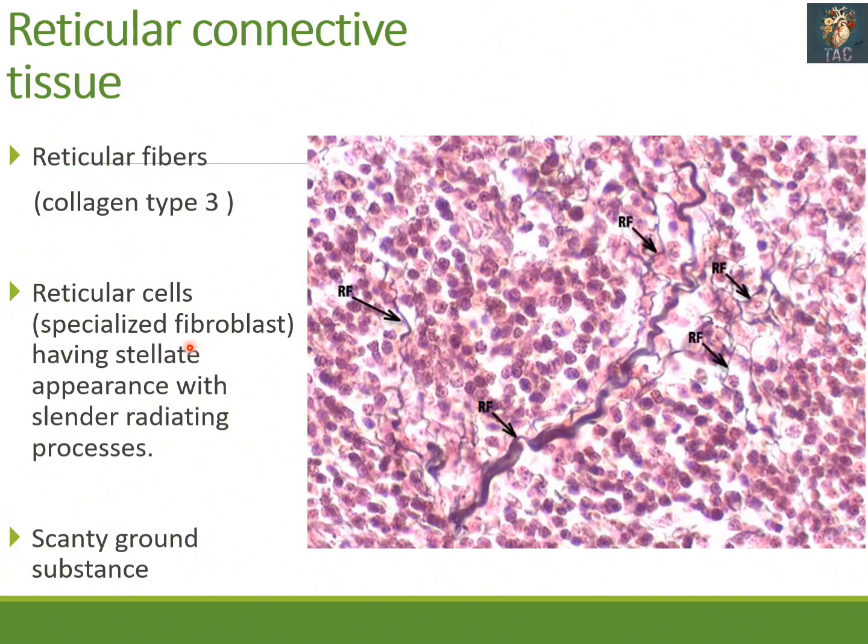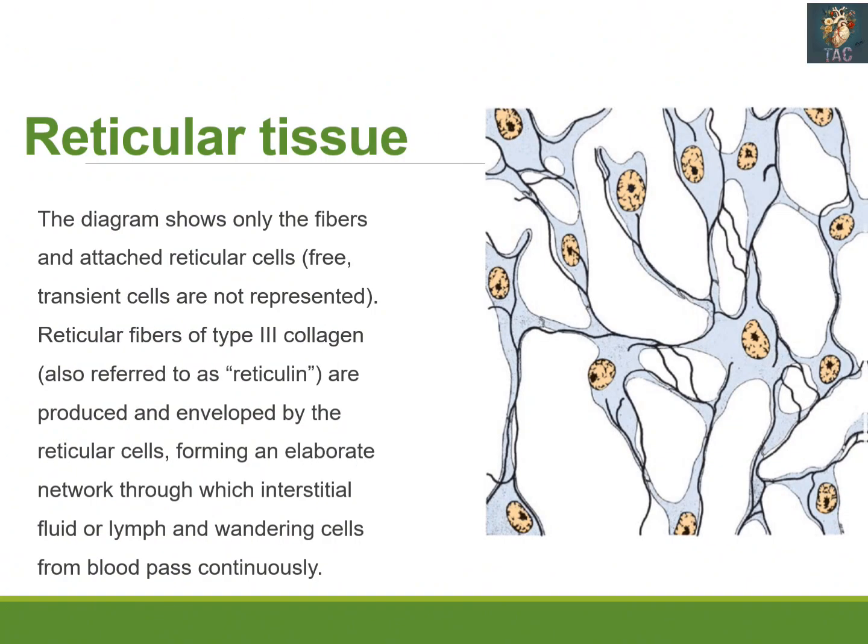The reticular cells are a specialized type of fibroblast. They have a stellate appearance with slender radiating processes, and they have scanty ground substance. So this is the schematic diagram of the reticular cells and their fibers. This is the spindle shaped cell having slender radiating processes which are attached to others. In addition, you can also appreciate the reticular fiber which is stained black in this slide.